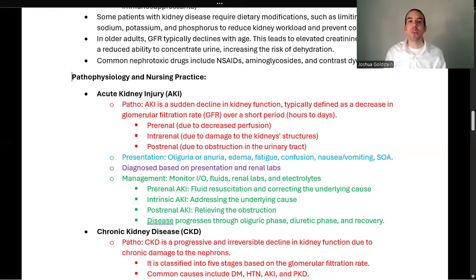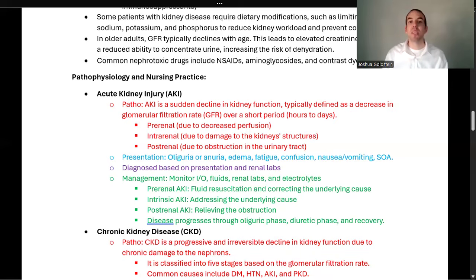The most common one that we usually deal with, especially since this is an acute situation, is usually going to be pre-renal, because almost every patient that goes into shock is going to end up in AKI. The presentation of this is going to be oliguria or anuria, that they're going to have low urine output or no urine output. If it's really severe, they're going to have edema, which is pretty uncommon. They'll have edema, they'll have fatigue, confusion, nausea, vomiting, shortness of breath.